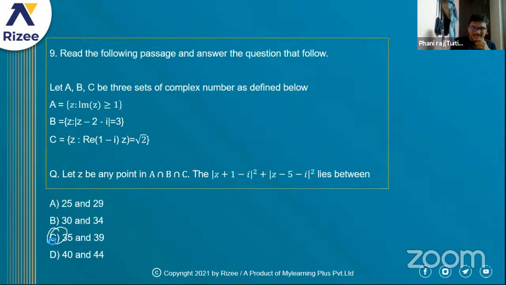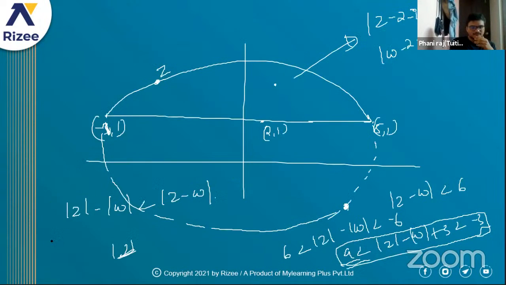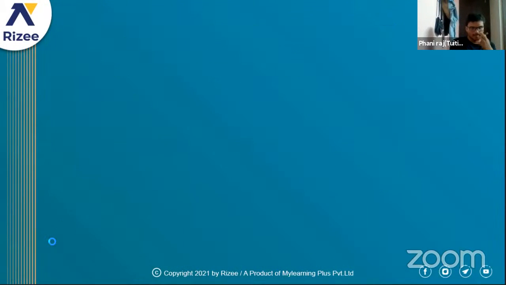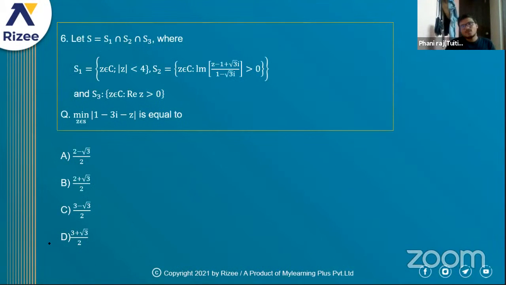Understood how geometry is helping you? You have used Pythagoras theorem, you have used that the angle in a semicircle is 90 degrees, you have used all sorts of things. This is how you try to solve the problem, just by geometry. Now, this is another problem on geometry. In fact, all the passage problems which we could find were on geometry only. We could not help it.